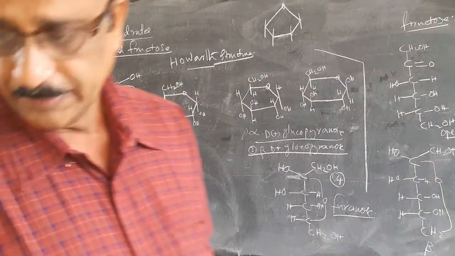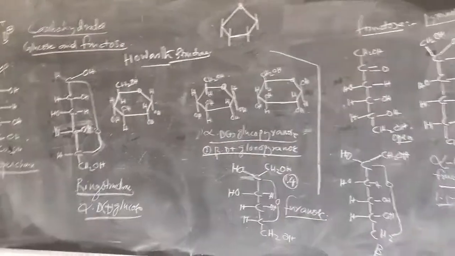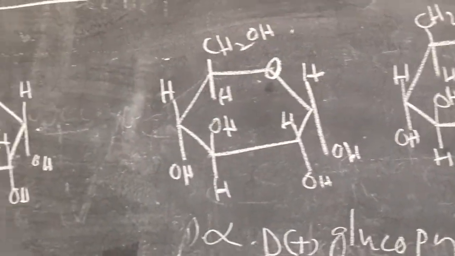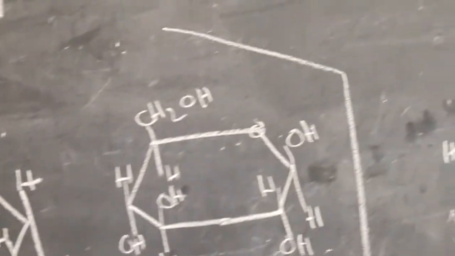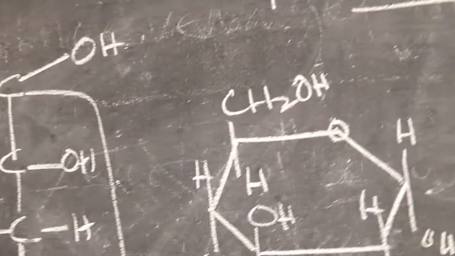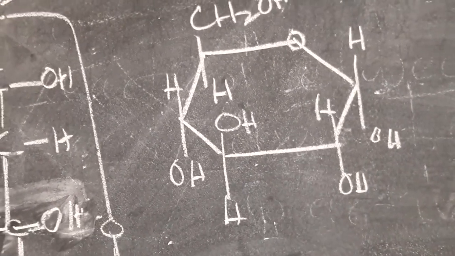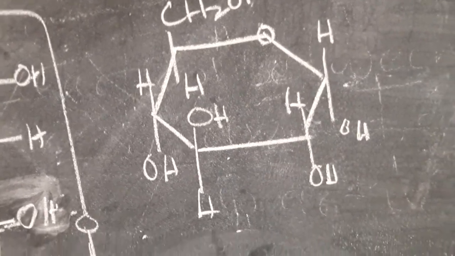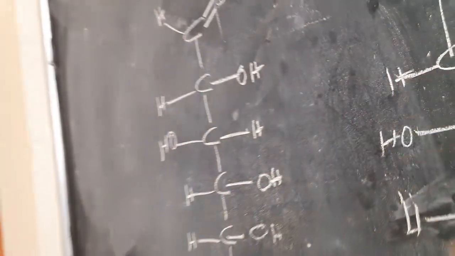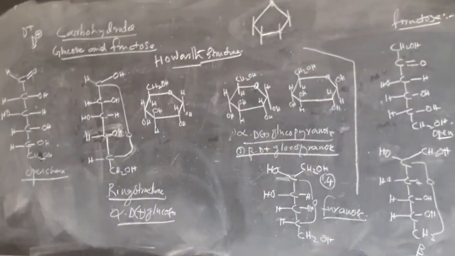I will show you again, with the camera very near to the blackboard, for the convenience of the students. See, already I have written here the alpha D plus glucopyranose and this is the beta. Same thing now I have written here. This compound and this compound both are same. So this is alpha D plus glucopyranose, and I will tell you what is pyranose. And this compound is beta. Beta is nothing but the OH group; if suppose it is on the left side, then that will be beta D plus glucopyranose.